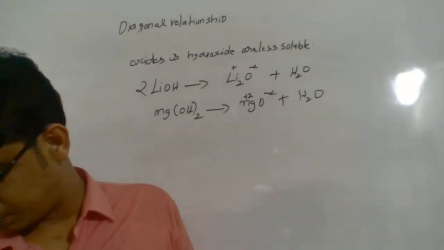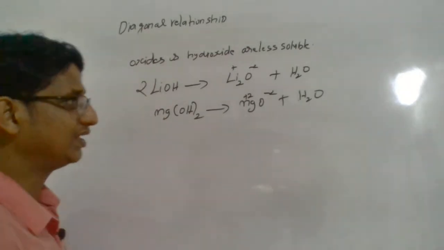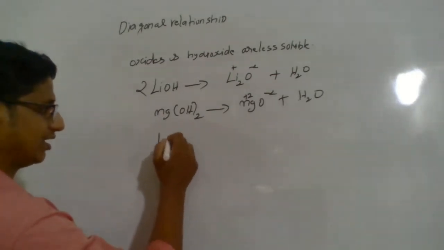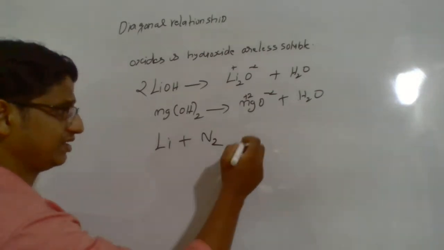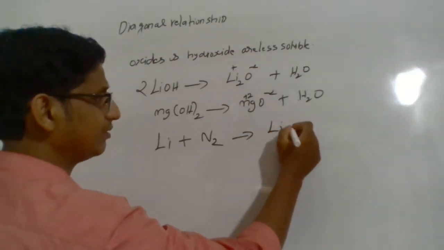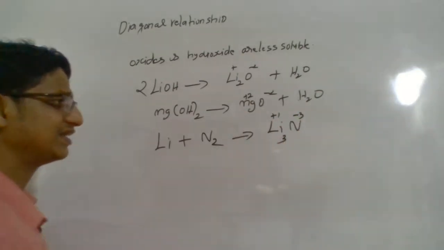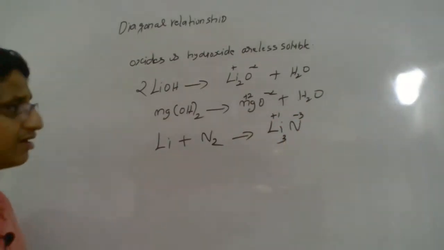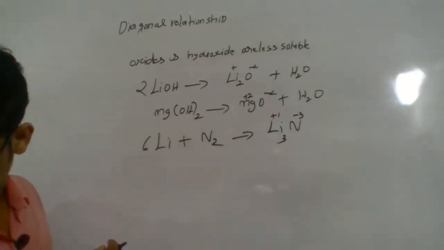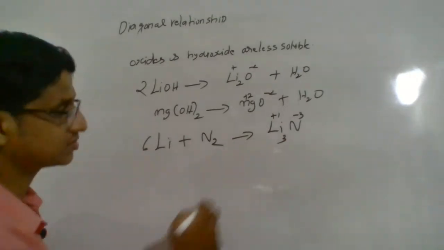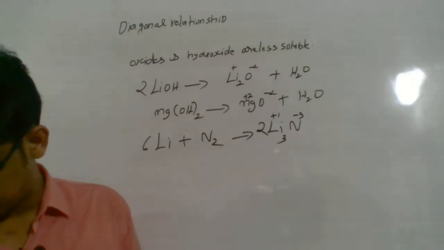Next, both form nitrides when combined with nitrogen. That's generally rare, especially among alkali metals. Lithium combines to form lithium nitride. Nitrogen is minus 3, lithium is plus 1, so Li3N is the formula. Lithium nitride will be formed: 6 Li plus N2 gives 2 Li3N. So that's the way lithium nitride will be formed.